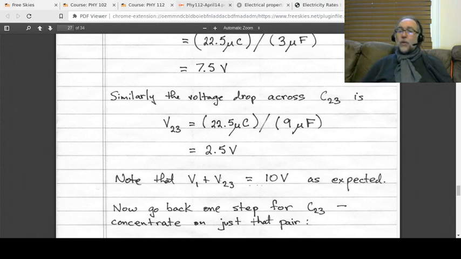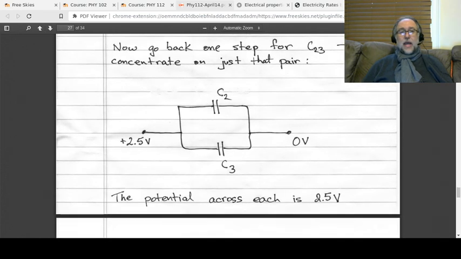All right, and now we go back another step. This is our last step, and we just isolate the C23 and break them apart. Okay, so C23 comes out of C2 and C3, which were two parallel capacitors like this. The voltage drop across both of them is just 2.5, because C23 had the 2.5. So we have the potential drop across C2 is 2.5, and the potential drop across C3 is 2.5. They're in parallel, and when you're in parallel, the potential drops are the same across both components. So across C2, it's 2.5, across C3, it's 2.5.